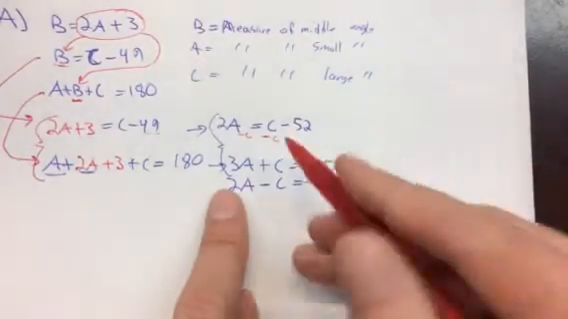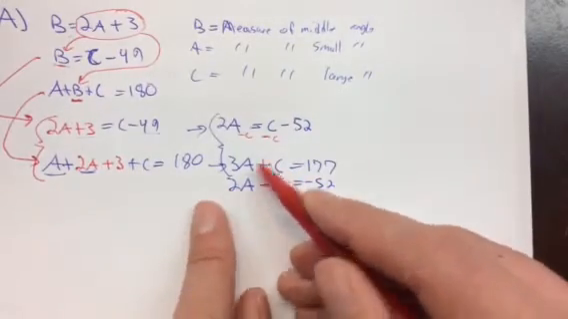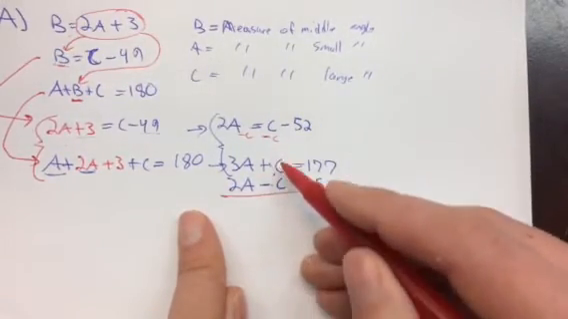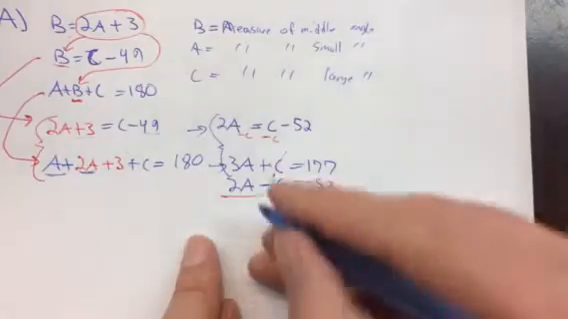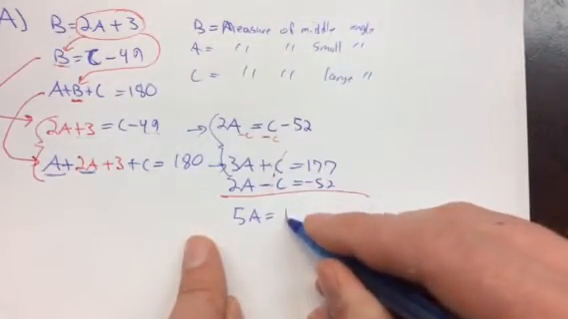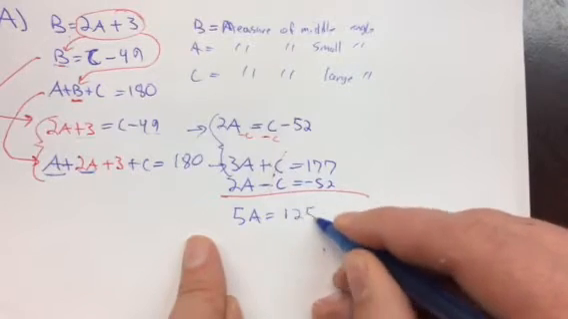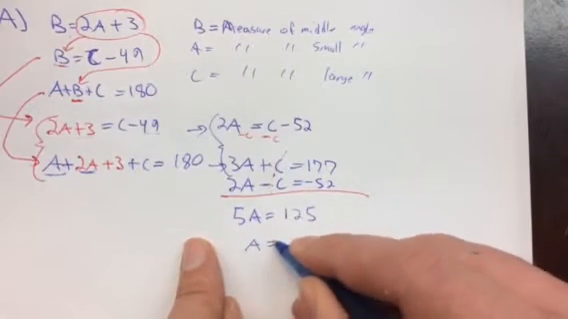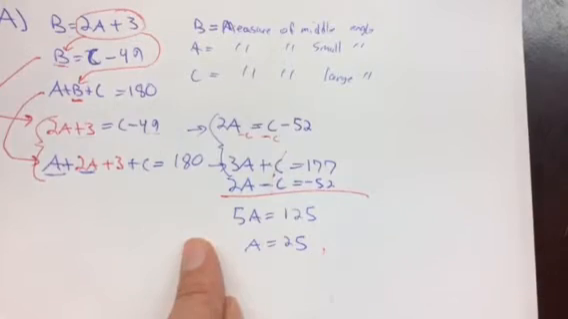The reason I noticed this would go well is because I'd have this plus c and minus c, and so when I add the two equations together, they will eliminate nicely. So 5a equals 125. Divide by 5, a is 25.